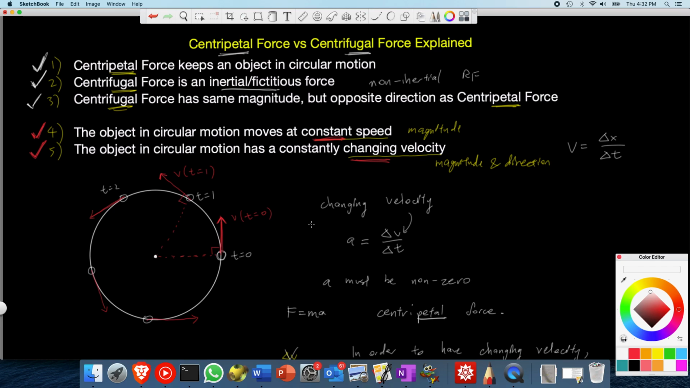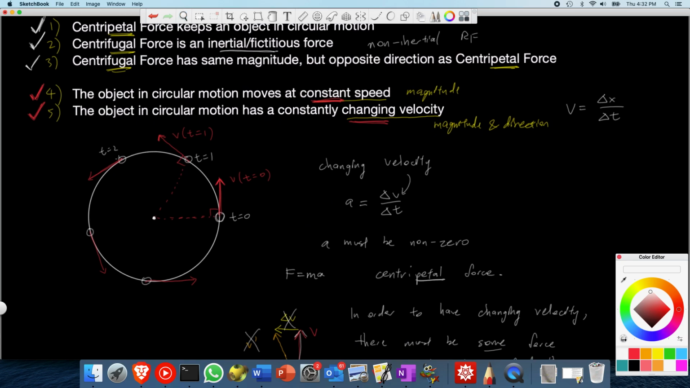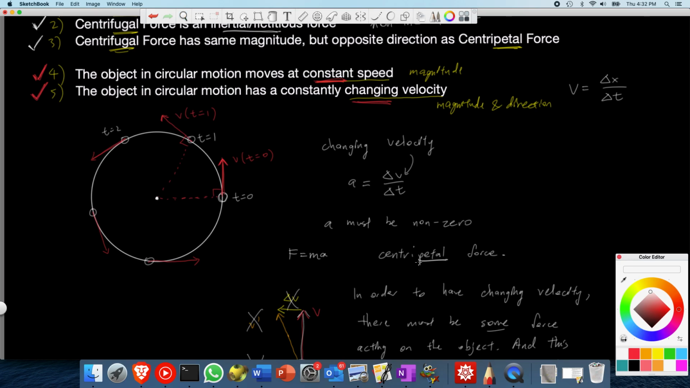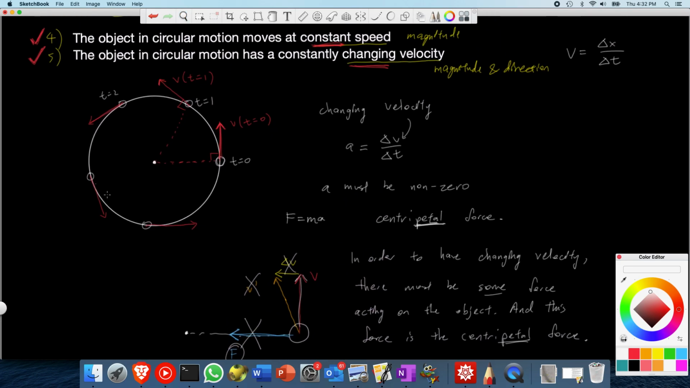For centripetal force, we first saw that in order for an object to undergo uniform circular motion, there must be some force that changes its velocity, because in uniform circular motion, the velocity is constantly changing. That force is known as a centripetal force. It is responsible for keeping the object in circular motion. Without this centripetal force, the object would just travel in a straight line. So that is centripetal force.